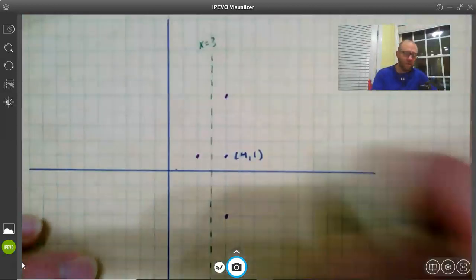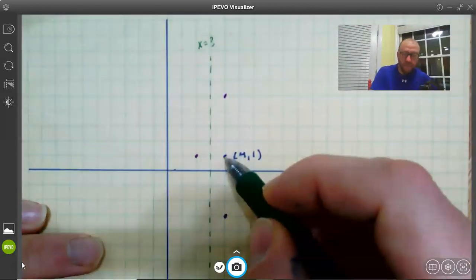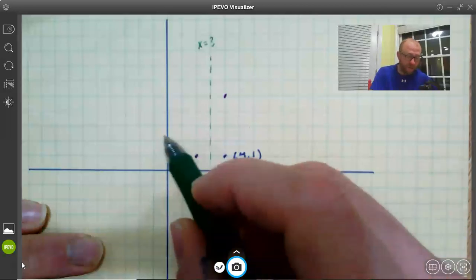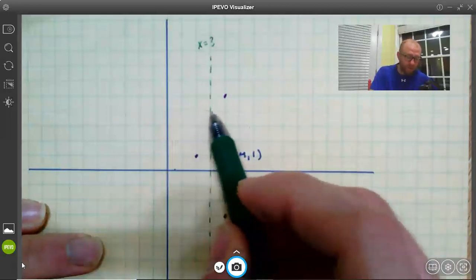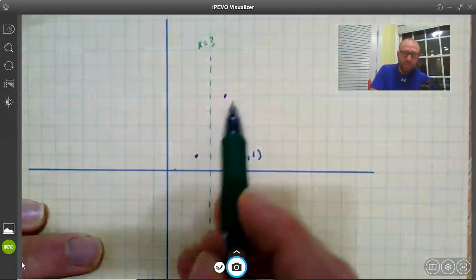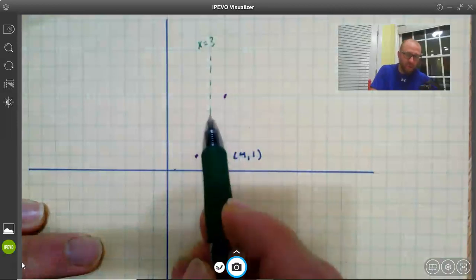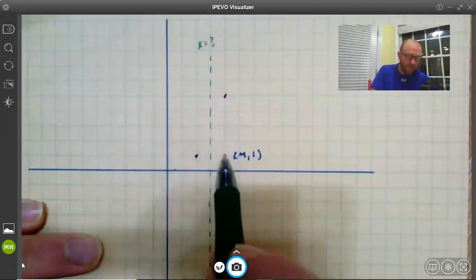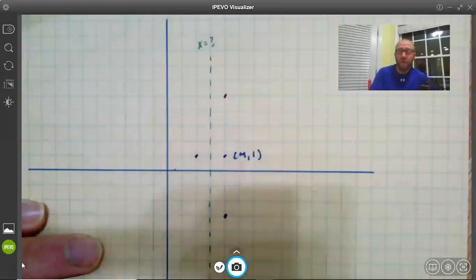Somewhere on this line, let's assume that there's a point that is the same distance from this point as it is from the axis. So somewhere on this line here, maybe somewhere in the middle, there is a point that's the same distance straight to the axis as it is over to this point. And how would we find that?